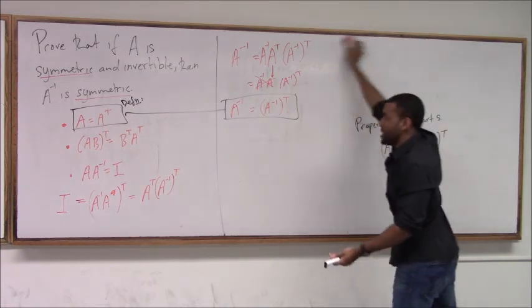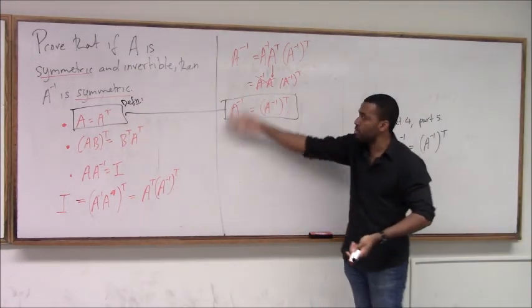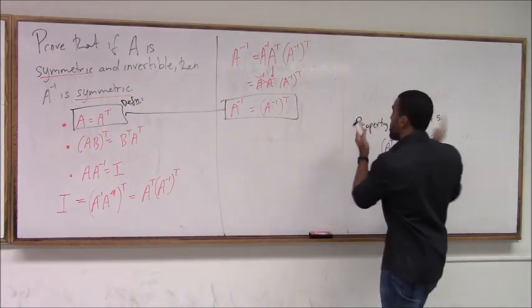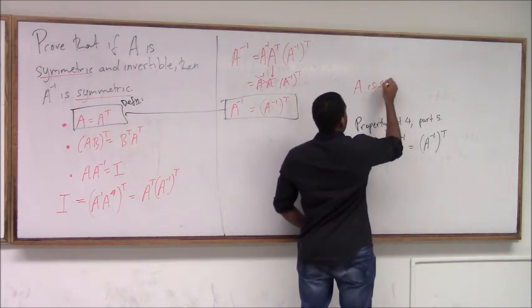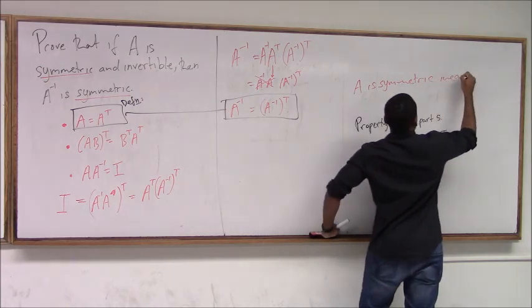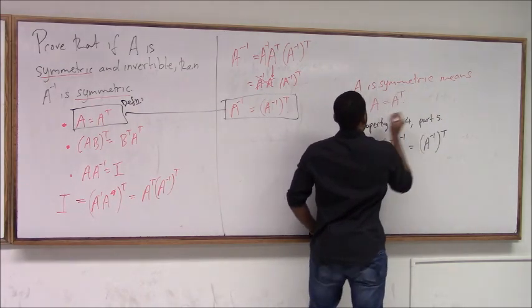So this is also an illustration that you can make a problem very hard or very easy. Now, if this is what you saw first, that's fine, as long as you can do it quickly enough before time runs out. But if you remember this property, then you can know that A is symmetric means A equals A transpose.